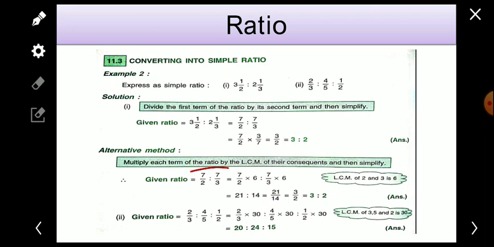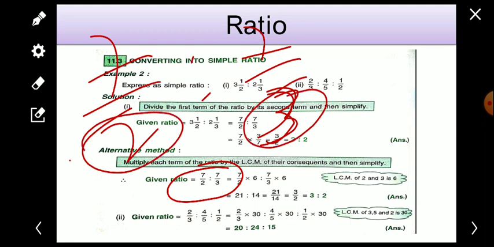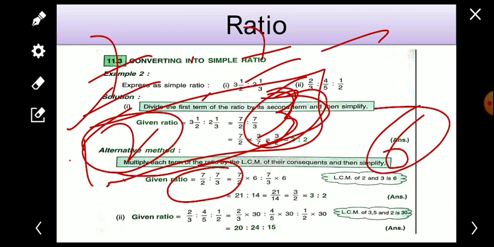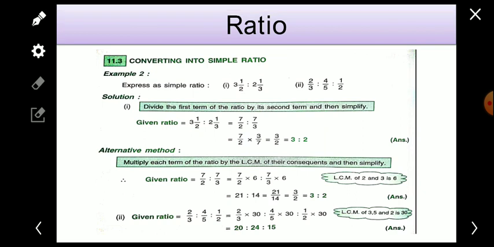What will you do? Suppose two ratios are there, means 7 by 2 is to 7 by 3. This is the ratio, and we have to simplify. Then what will you do? These are the consequents, its consequent is this and its consequent is this. We will just multiply both the terms by the LCM of the consequents. The LCM of the consequents, it means 2 and 3, is 6. So we will multiply this term by 6 and this term by 6, then we will get the simplified form.